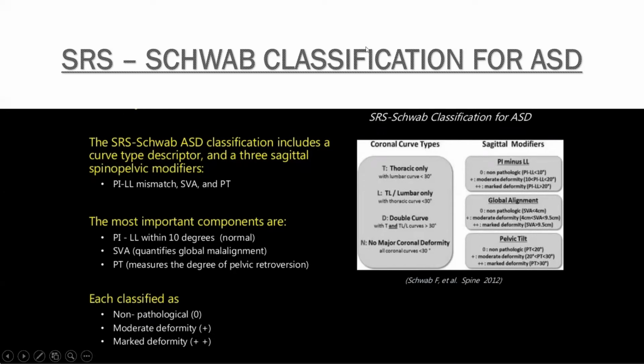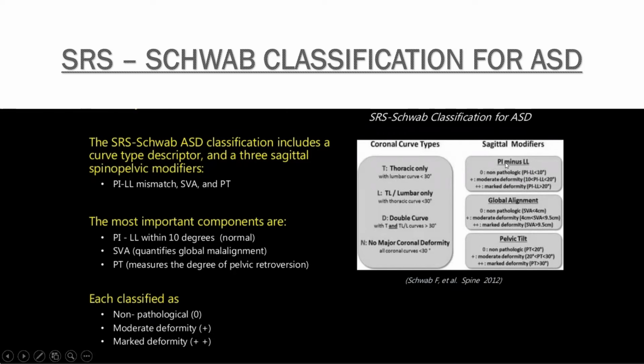scoliotic deformity. So that is the SRS Schwab classification, where the coronal curvature and 3 sagittal modifiers have been used. We are not discussing the coronal alignment today, so we'll restrict ourselves to the sagittal parameters. The 3 sagittal parameters used in the SRS Schwab classification, SRS meaning Scoliosis Research Society.